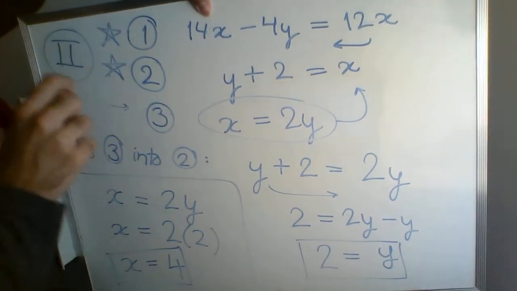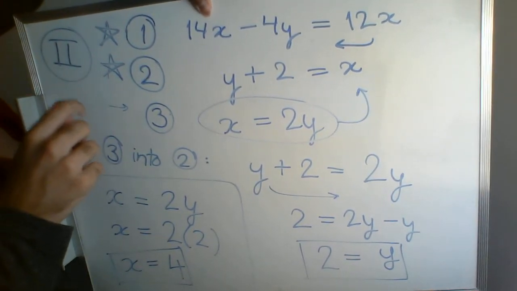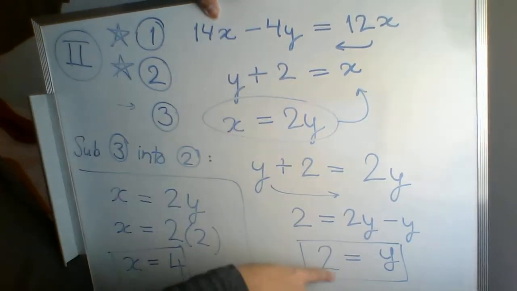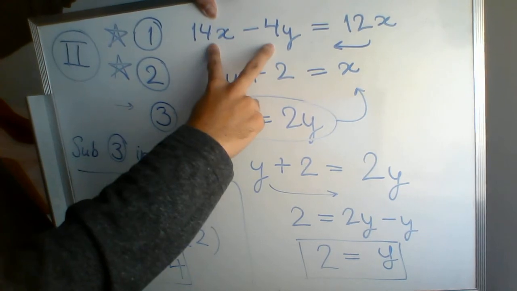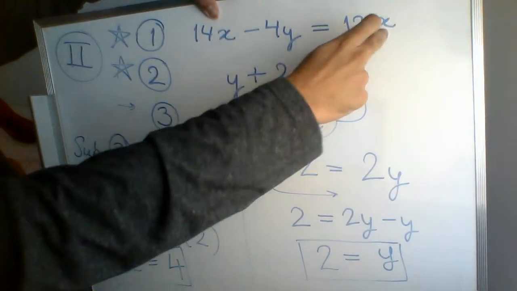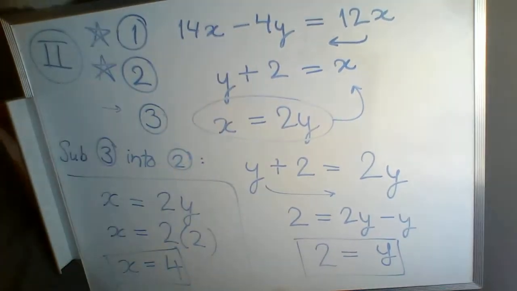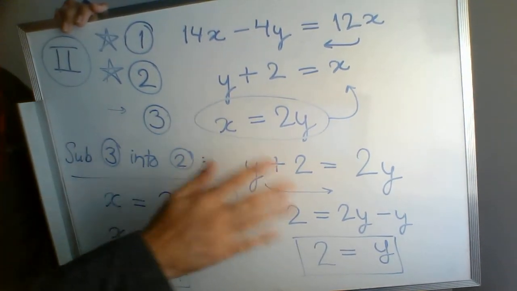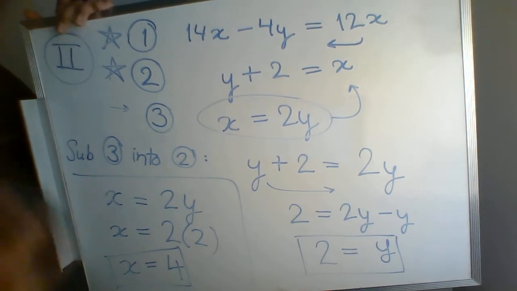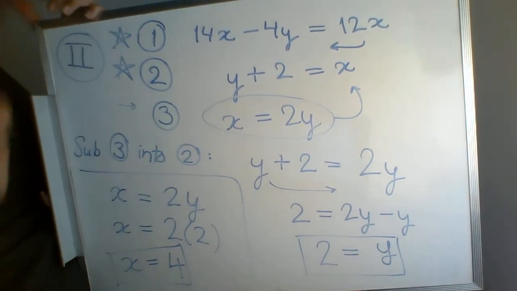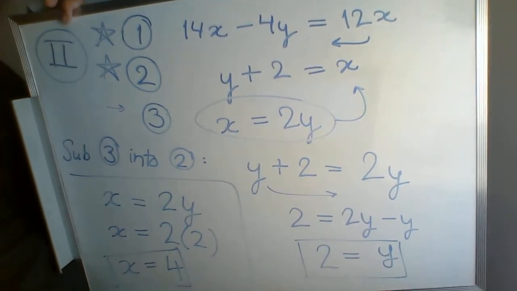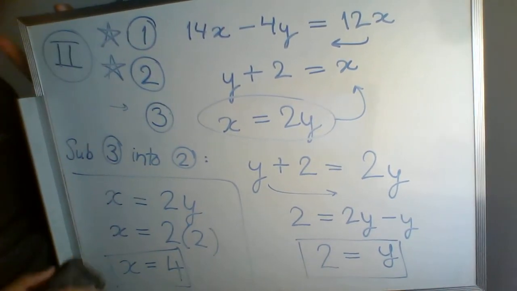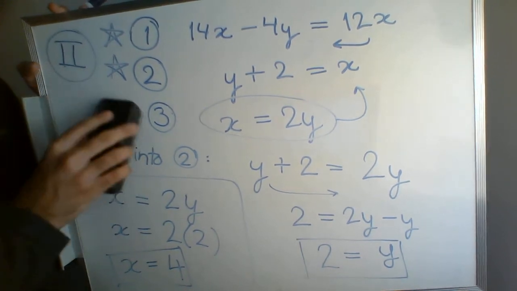14 times 4 is 56. Yeah, 14, 28, 56 over here. 4 times 2 is 8, so 56 minus 8 is 48. And then 12 times 4 is 48 on that side. So you can check it using either of those equations. It should also work if you use equation 3. I just recommend against it because that's one that we came up with. So if you happen to make a mistake and you check it against equation 3, equation 3 might have been where you made the mistake. So always go back to the stuff that was given to you in the question wherever possible.